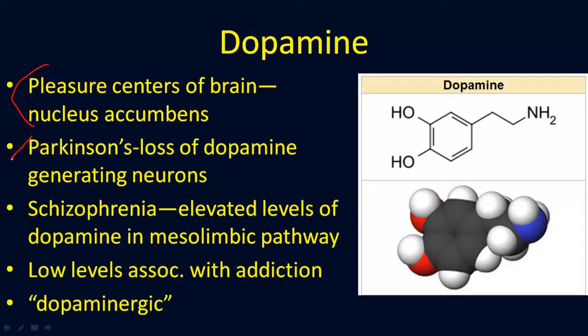With dopamine, Parkinson's disorder is connected to the loss of dopamine-generating neurons, and schizophrenia is associated with elevated levels of dopamine in the mesolimbic pathway. Low levels of dopamine are associated with addictions, interestingly enough, and you might run across the term dopaminergic. Anytime you see the "ergic" ending in a word, it simply means an activity associated with a particular chemical. So there's serotonergic, dopaminergic, etc. So when you see that, that's going to be connected to that particular chemical.